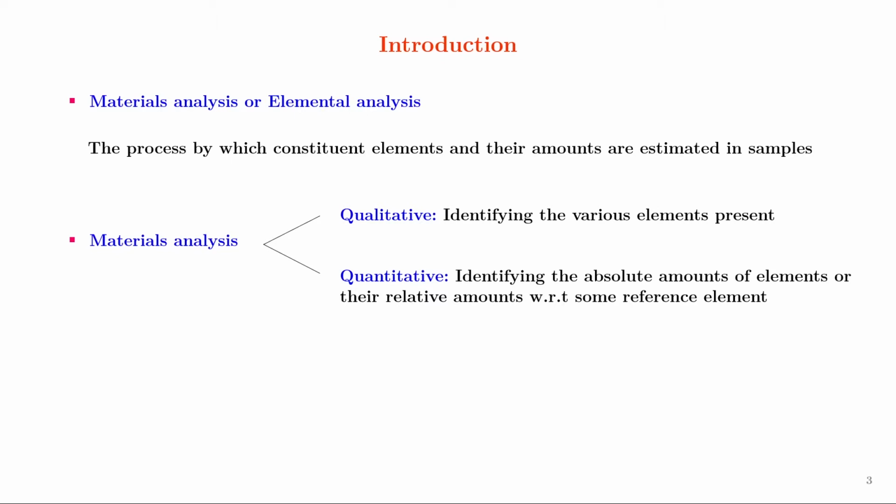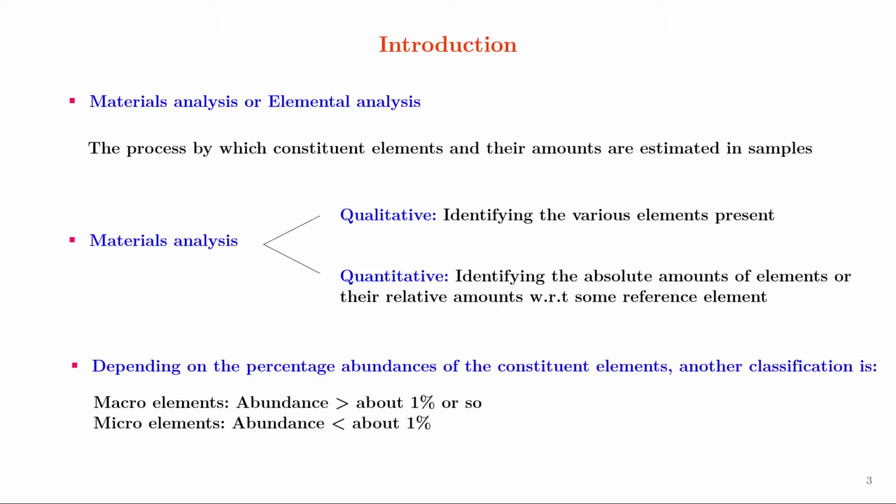The first aspect is the qualitative one, wherein the information aimed at is the identity of the various elements present in the sample. The second aspect is the quantitative one. Here, we require either the absolute amounts of the elements or their relative amounts with respect to some reference element.